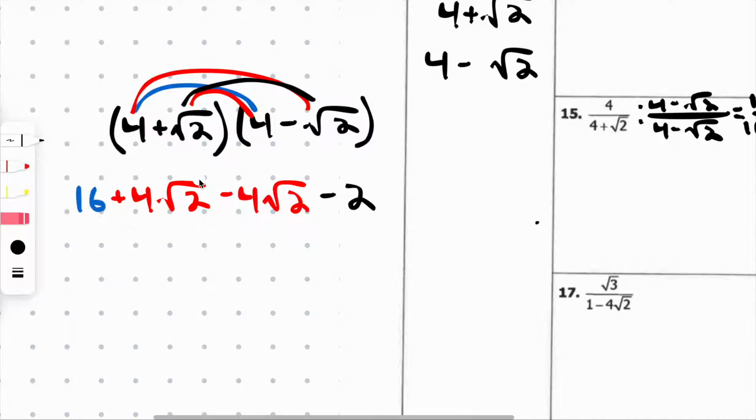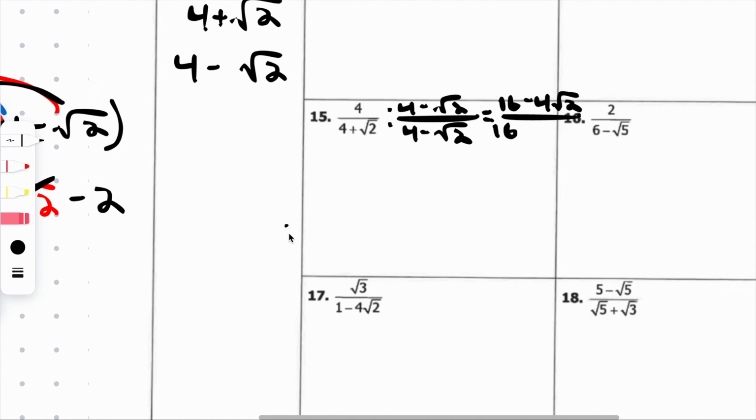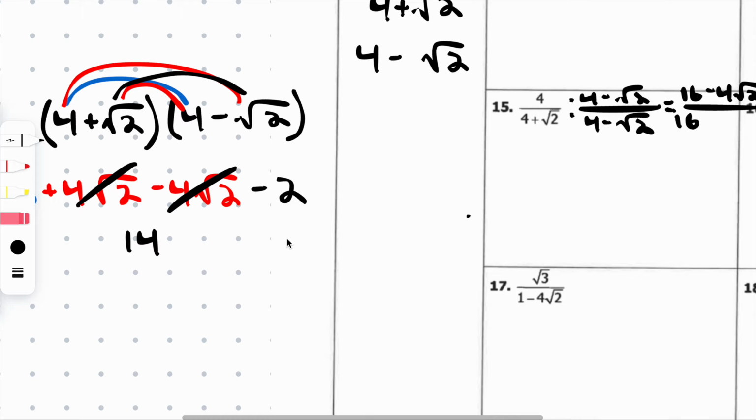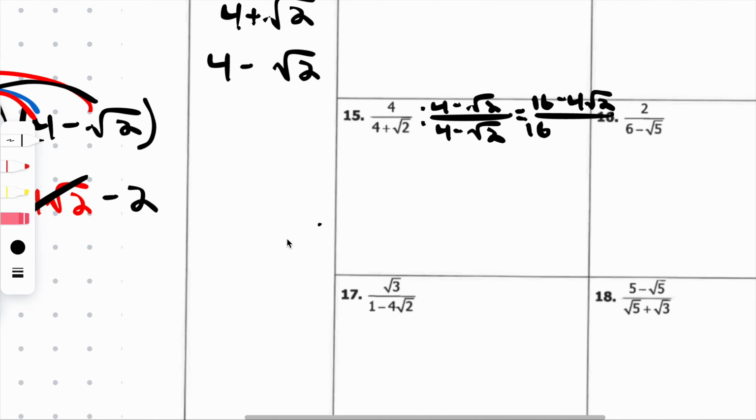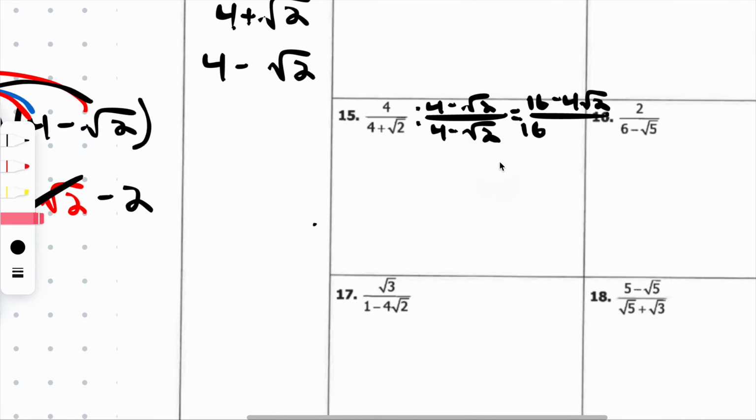You'll quickly notice that these two terms cancel out, because we have a plus 4 root 2 and a minus 4 root 2. And so you'll see we're left with just 16 minus 2, which is 14. And so we've gotten rid of this middle term with our root 2. And thus, we've gotten rid of the radical in the denominator. So let's rewrite this as 16 minus 4 root 2 over 14.